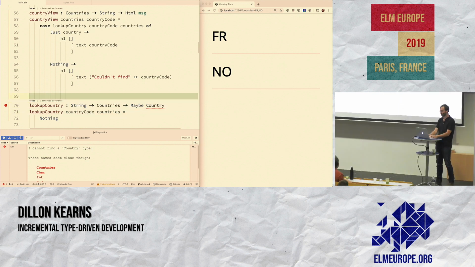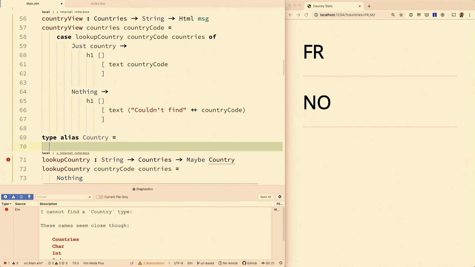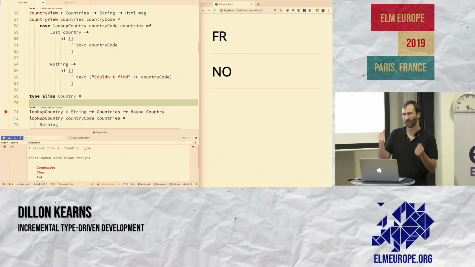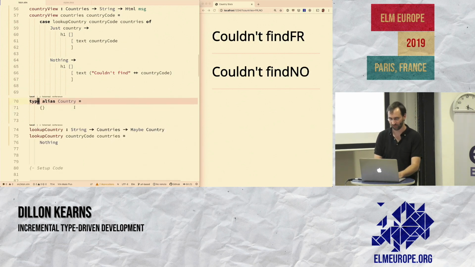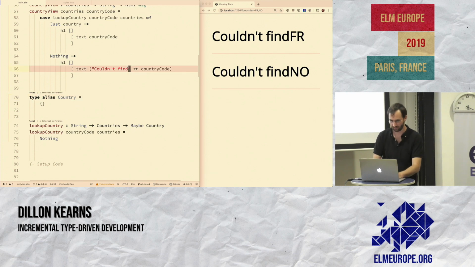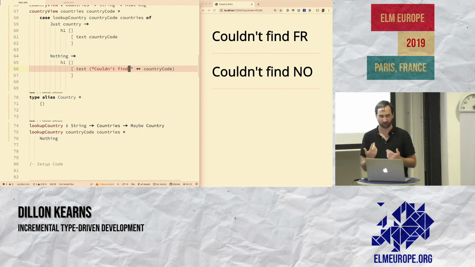Okay, so now Elm is saying it doesn't know what country is. So let's define it the simplest way we can. In this case, I know I want to be grabbing some data off of it, so I'm just going to define it as an empty record. Okay, so now we're getting some feedback from the view, but we're not actually looking up any data.